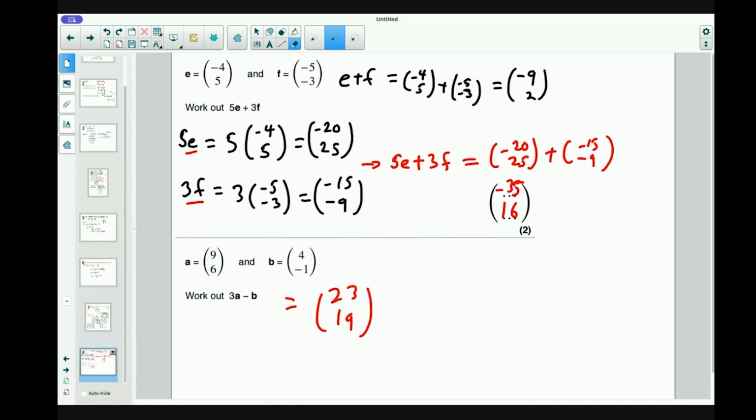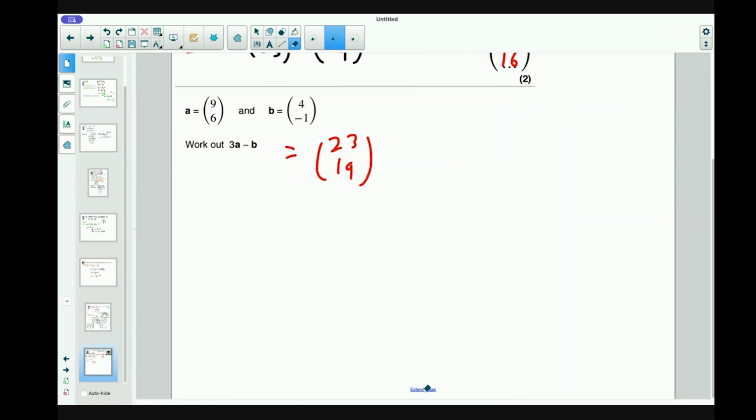All right. Other than that, there's other things that we can do with column vectors. We can talk about whether vectors are parallel or not. So I'll quickly go through an example here. If we want to prove that two vectors are parallel, let's say, for example, we have 3 and 12, and 1 and 4. We want to be able to prove that these two vectors are parallel.